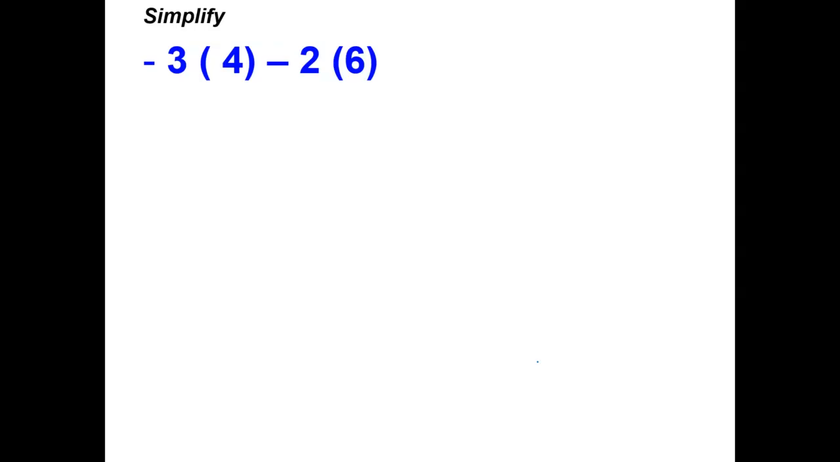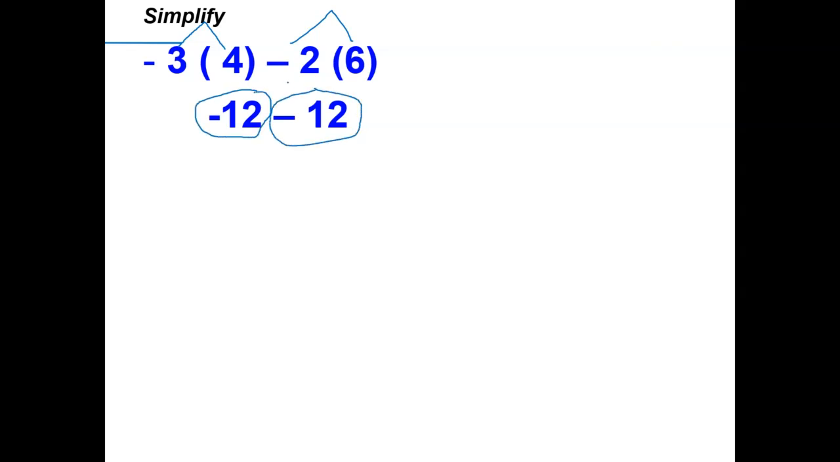Let's simplify now and go over order of operations. Here I'm going to look at this as a negative 3 times 4, which is negative 12. And I'm going to look at this as a negative 2 times 6, which is negative 12. So I got negative 12 minus negative 12. I'm going to look at this as a negative 12 and a negative 12 and the plus sign invisible. And that should give me negative 24.